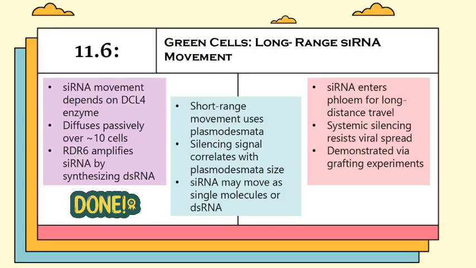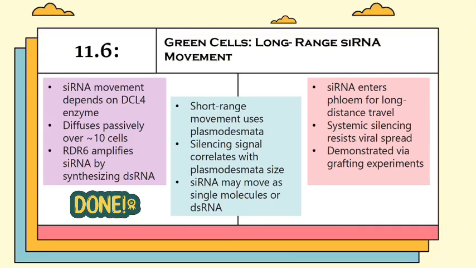Let us now proceed to another part of this presentation, the green cell, or the long-range cRNA movement. So the cRNA movement depends on the DCL4 enzyme, and it diffuses passively over 10 cells. The RDR6 amplifies cRNA by synthesizing the dsRNA.